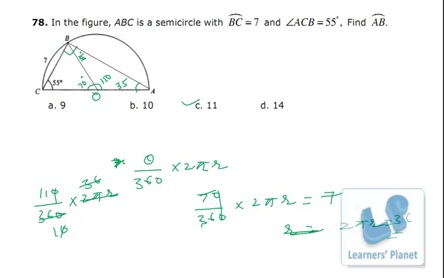Let me go for a quick recap. First of all, we join point A and B. AC is diameter, so angle CBA will be 90 degree, being angle in semicircle. So in triangle CBA, if this angle is 90 degree and this is 55 degree, the remaining part will be 35 degree. That is this angle, right? The sum of the three angles should be 180 degree.